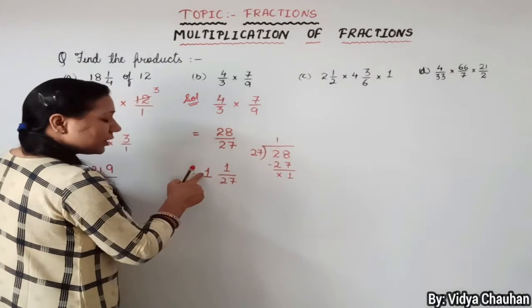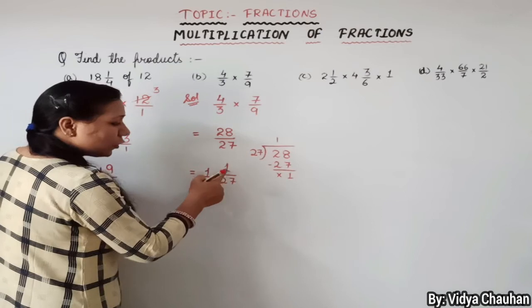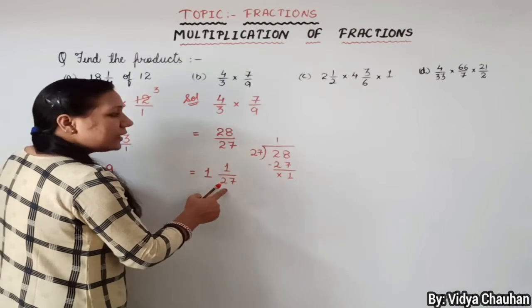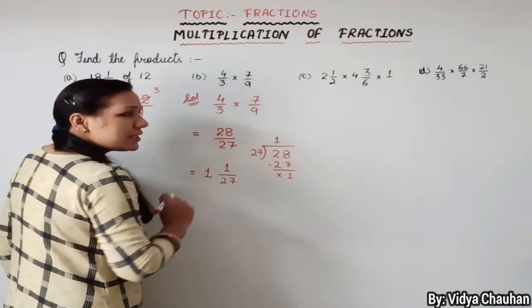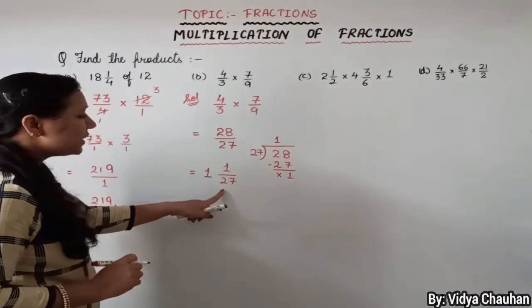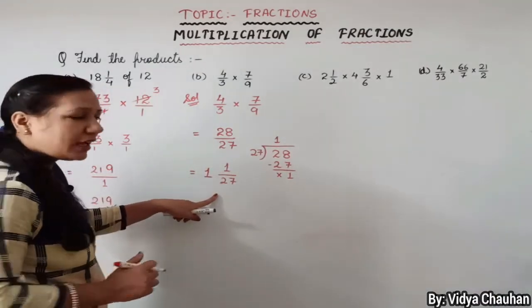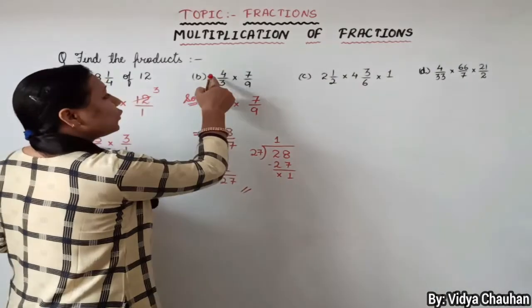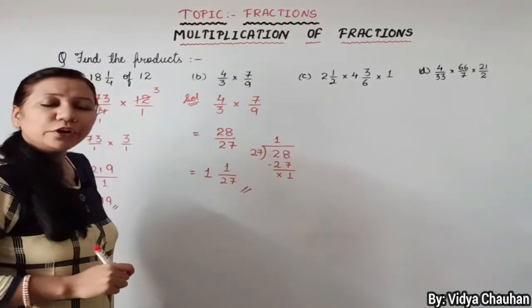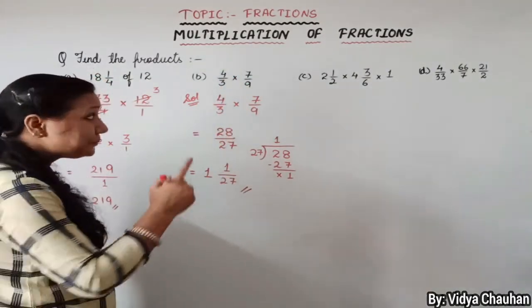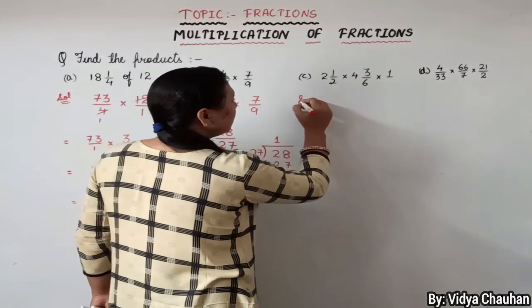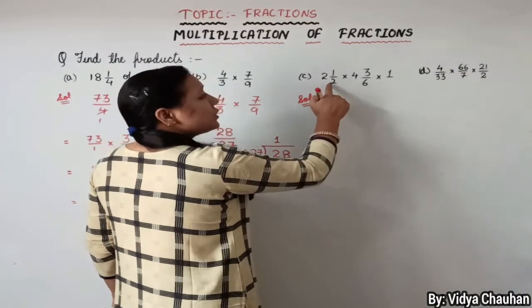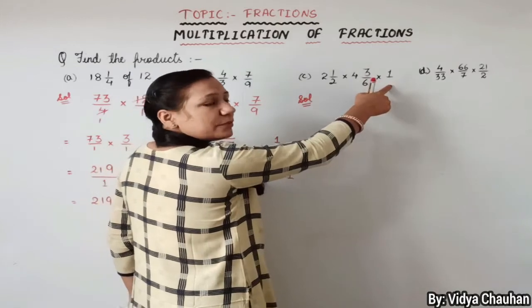The quotient will become the whole number, the remainder at the top, that means the numerator, and the divisor at the denominator. So 1 upon 27 is the final answer for the multiplication of 4 upon 3 with 7 upon 9. Clear, students? Coming to the third part, now we have to multiply three different numbers.